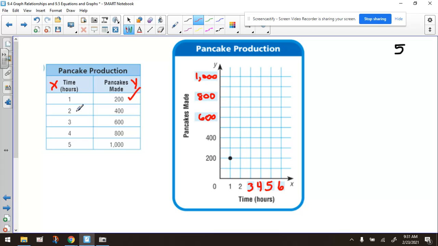Let's plot this second ordered pair, which is over 2 up 400. We go over 2 up 400 and make sure you make a dot. I've had students that try to draw the line without making the dot. You must have the dots. All right, that's plotted. We're going to go over 3 up 600, make a dot. Done. Over 4 up 800. So that's here. Finished. And then over 5 up 1,000. So that's going to go right here.